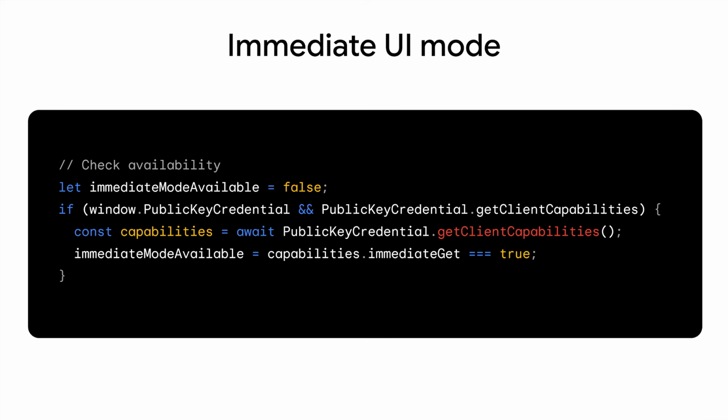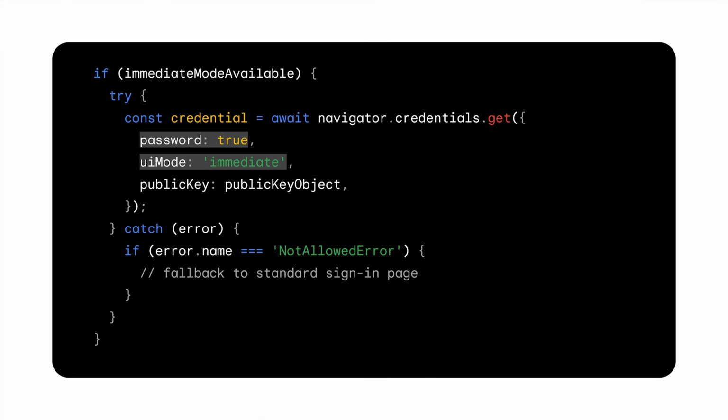To use the API, first check availability by calling getClientCapabilities. Then check the immediate get property. Once that's done, call get with the UI mode property set to immediate. We recommend setting the password property to true. If you add the password property, the API may return either a password or a passkey assertion. This ensures that the call has the highest chance of succeeding for most of your users. We're also exploring ways to support federated accounts in the immediate UI mode.